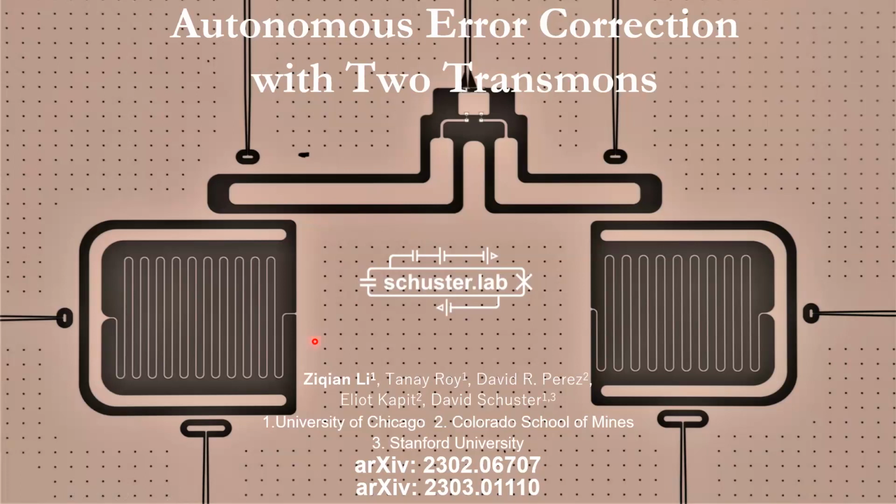All right, thank you for the introductions. Today I'm going to talk about autonomous error correction with only two transmons. These are experiments done in the Schuster lab by me and my colleague Tanai Roy, and also Elliot Caput from Colorado Mines.